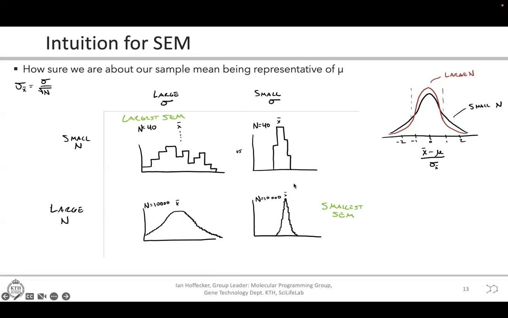And if we combine these, so we have both a small standard deviation and a really large number of measurements, then this is the best of both worlds. So now we're extremely certain where X bar is. It's because the distribution itself is really tightly distributed, but also because we took 10,000 measurements, so we're much more certain about it. And we have a stronger confidence statement as a result.